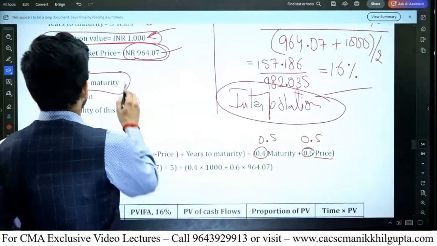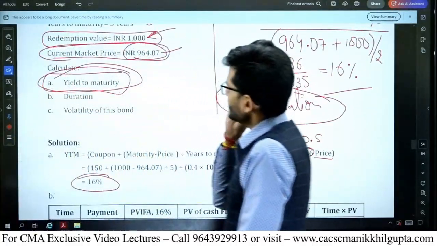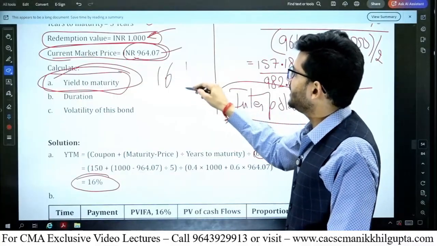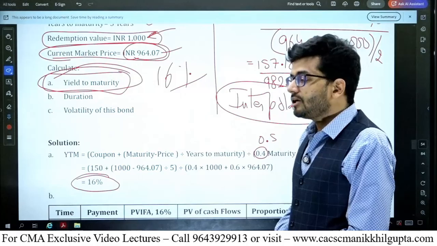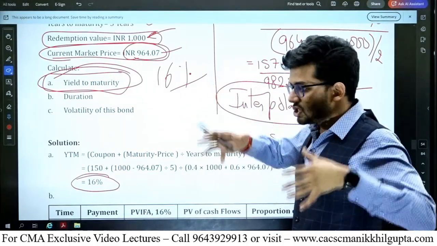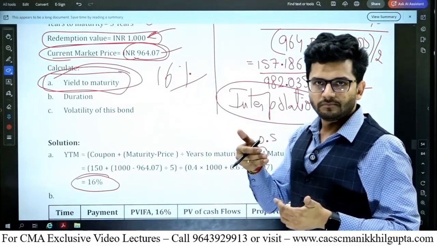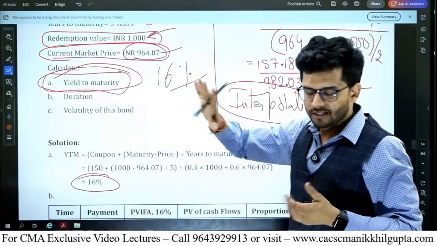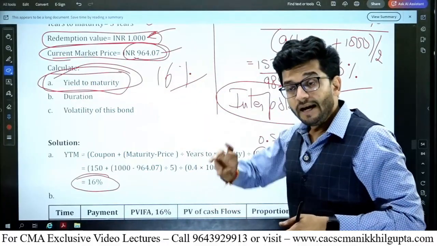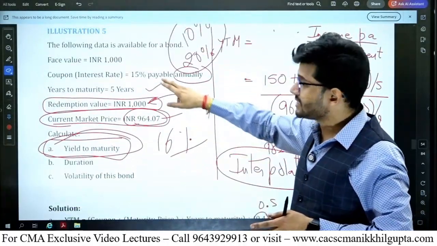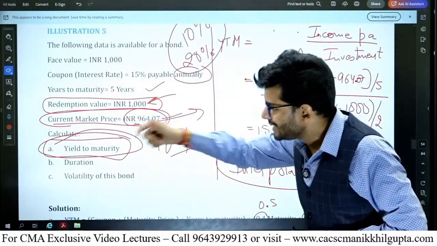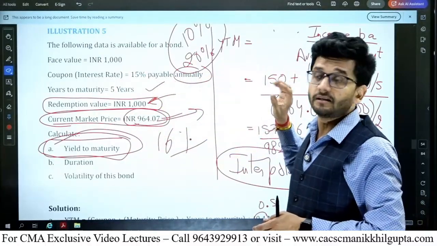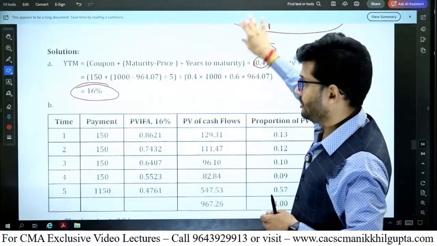Okay, so the first part is absolutely clear. Yield to maturity is 16%. 16% is the rate of income that we have received. The second is the duration. Duration means till what time our initial investment will be recovered. The total duration is 5 years for these bonds, but within how many years will at least our initial investment of 964.07 be recovered? That is the duration bit.